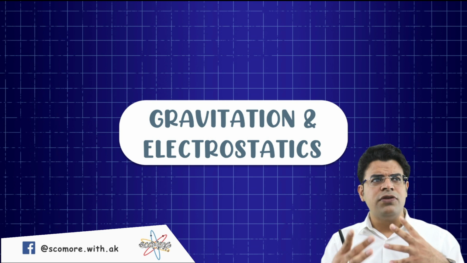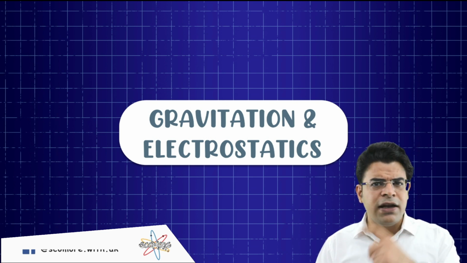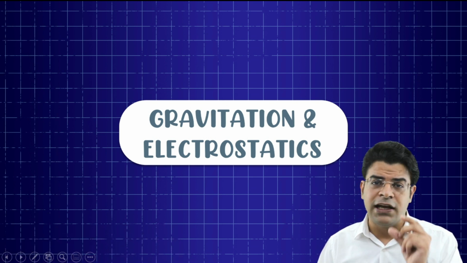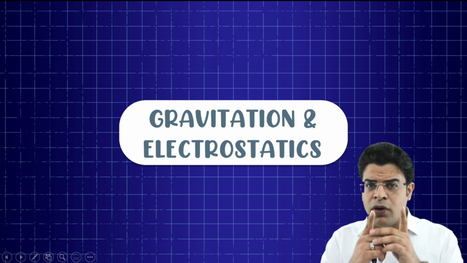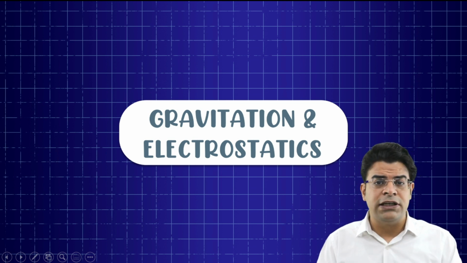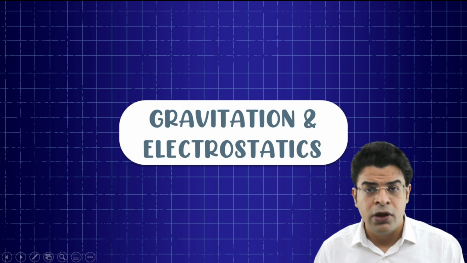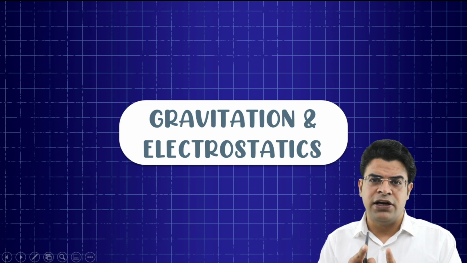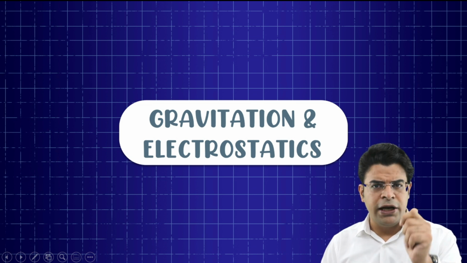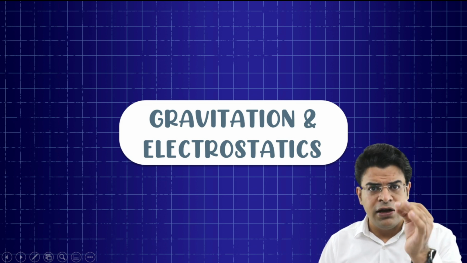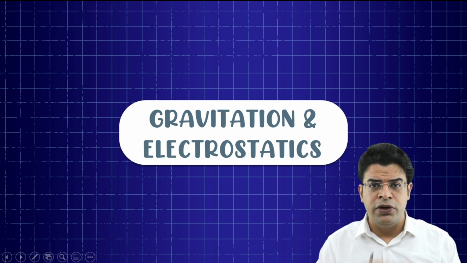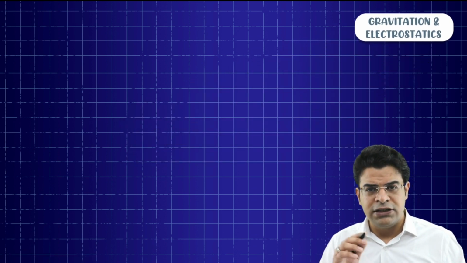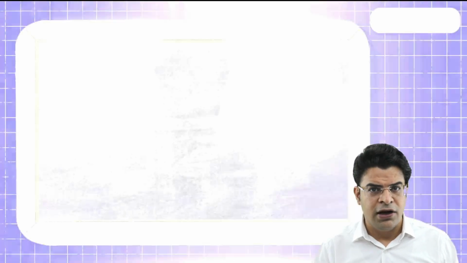Why? Because the formula looks the same. There is only one difference between gravitation and electrostatic that has to be taken into mind. When you are playing with gravitation, you are playing with masses, and masses always attract. When you are playing with charges, then charges can repel as well as attract. And if you keep this simple thing in mind, understanding gravitation and electrostatic in parallel becomes really easy. So without wasting time, let's start learning gravitation and electrostatic.